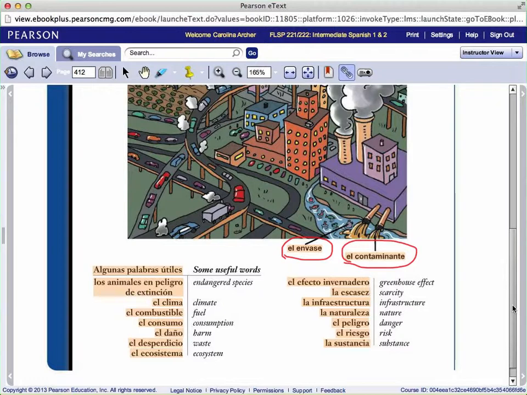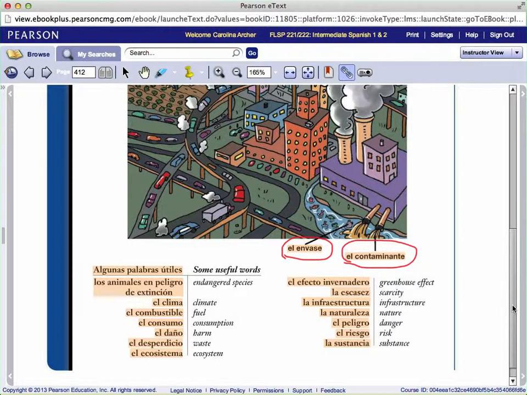Muy bien. Tenemos algunas otras palabras útiles aquí abajo, some other useful words. Los animales en peligro de extinción. That is a very long expression to say endangered species. So, los animales en peligro de extinción. El clima, the climate. El combustible, fuel. El consumo, consumption. El daño, harm. El desperdicio.